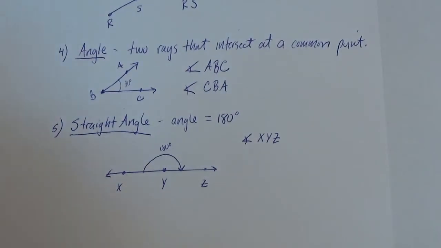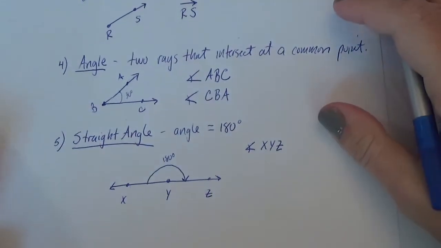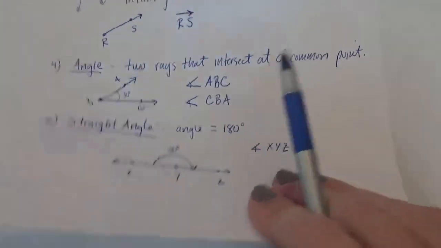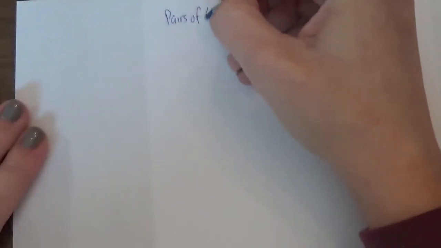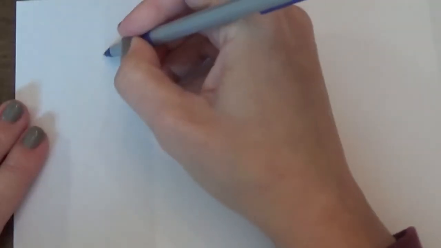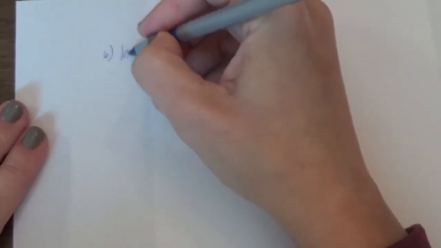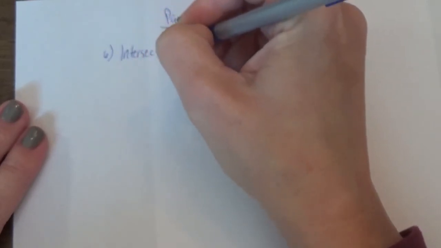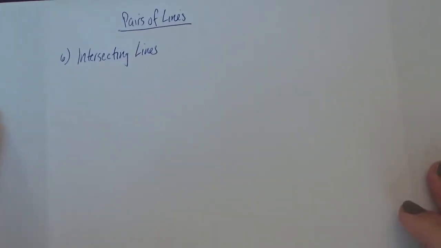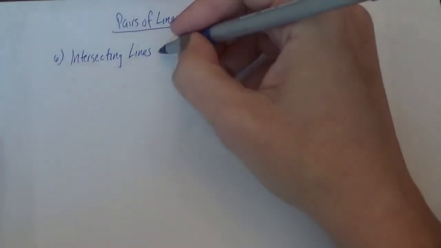Okay, so that's all the stuff, the first part of the vocab. Now we also need to talk about different pairs of lines. So there's three more things here. Again, might be a review, but that's okay. So pairs of lines, we'll say. Pairs of lines. And there's three things that you need to know. What are we up to? This is number six. So intersecting lines. And I think you kind of know what those look like.